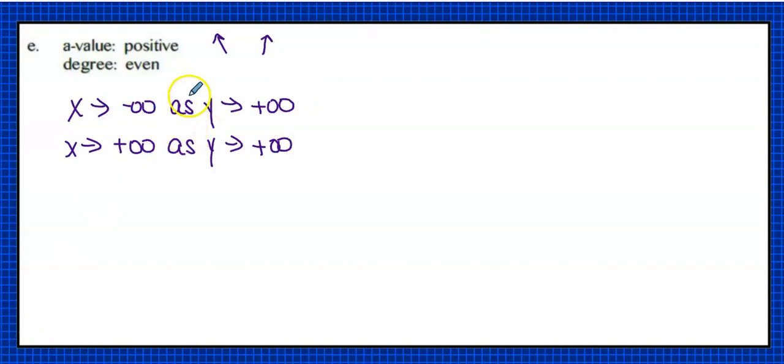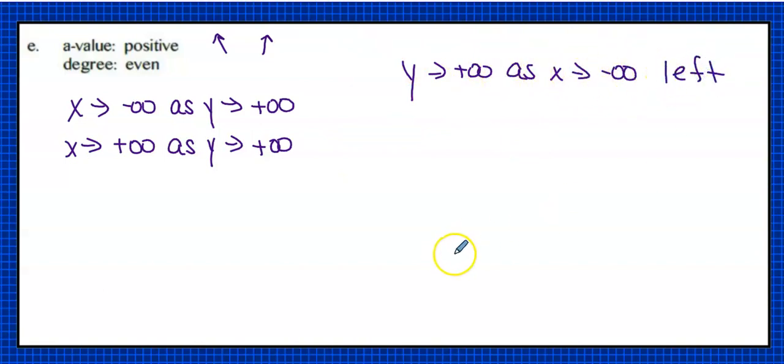I put the word as in there because sometimes you'll see as. Sometimes you will see y called f of x or any other letter of x. You might see an a of x or a p of x or whatever. You might also see them the other way around. Like you might see y approaches positive infinity as x approaches negative infinity. So they could be the other way around too. Just be careful. I always look at the x and I look at the negative infinity because I know that's the left side of the graph. So that's what I look at first. So this is the left side, this is the right side.